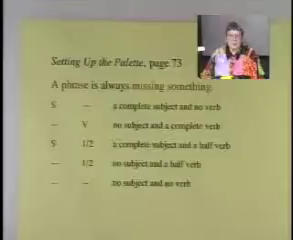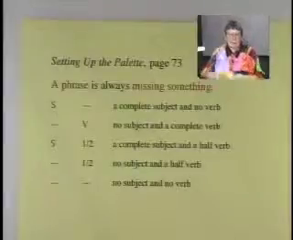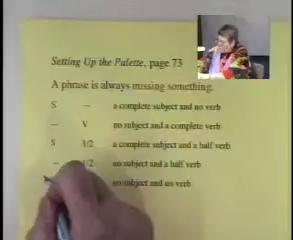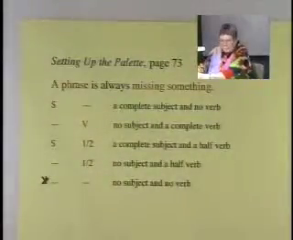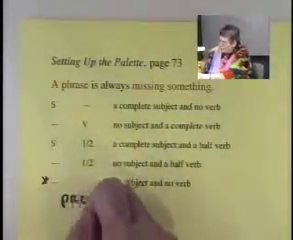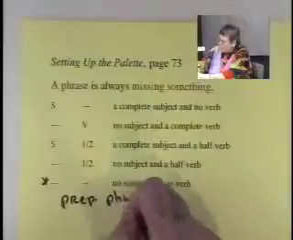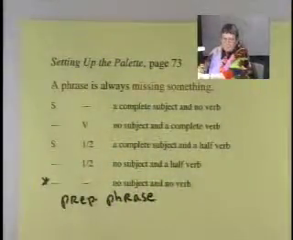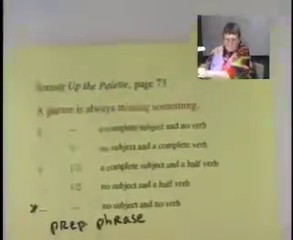It could have a complete subject, but no verb, or no subject and a complete verb, or a complete subject and a half verb, or no subject and a half verb. And this last one, no subject and no verb. This is the classic pattern for a prepositional phrase. The classic pattern has no subject and no verb. Okay?